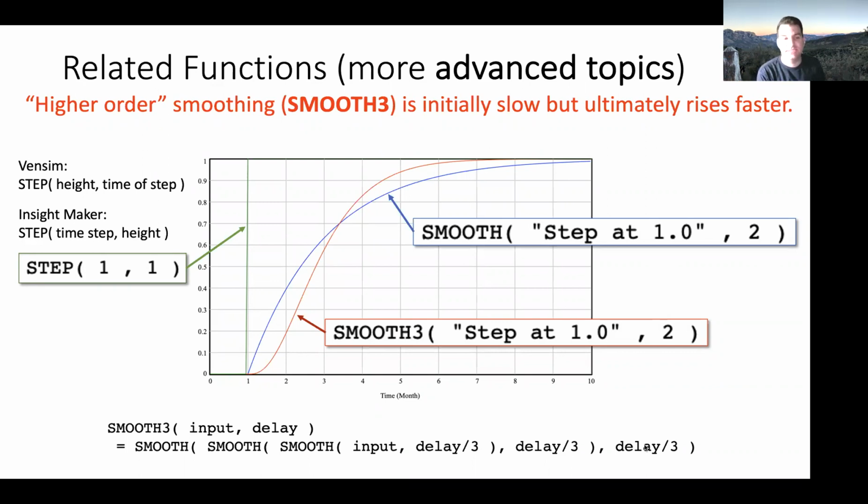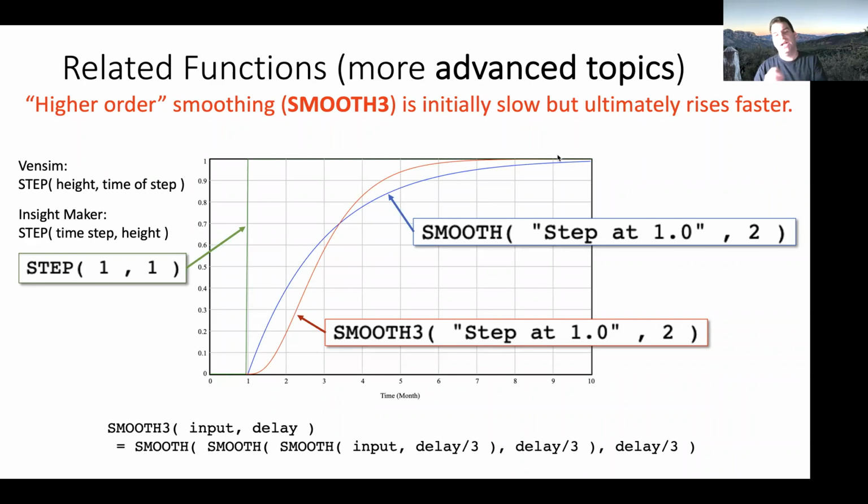Now, why would you want to do this? What this effect does is it makes it so that the initial output has a much slower rise than a single smooth. But once it gets going, then it actually rises much faster later.